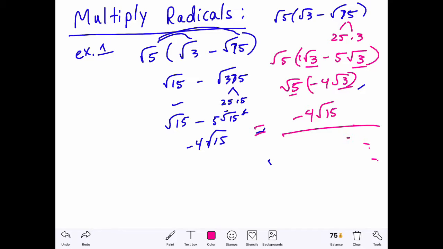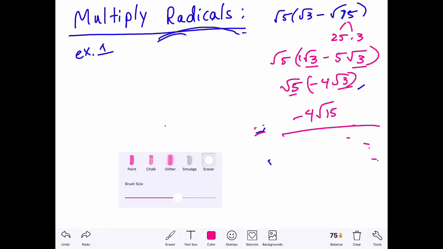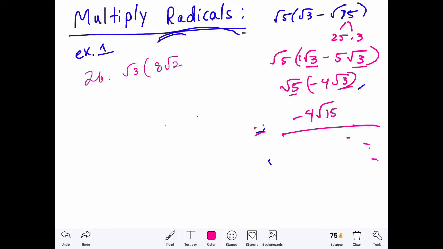Let's do another one here, like 26. So 26 says root 3 times 8 root 2 plus 7 root 32. For me, I always look to simplify first in here, and I say, oh, well, that can't be simplified, but how about this one?